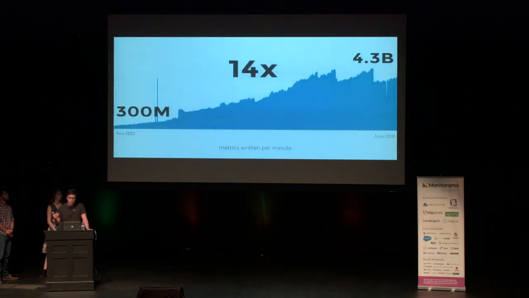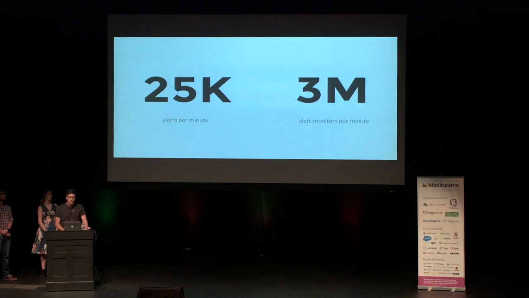In the time since the three of us joined the team, which is about 3 years ago, the number of metrics written to us increased from about 300 million per minute to a peak of about 4.3 billion per minute before we freaked out and asked people to reduce their metrics. I think currently we do about 3.5 billion, which is right around there. Correspondingly, this increase in writes correlated with an increase in reads.